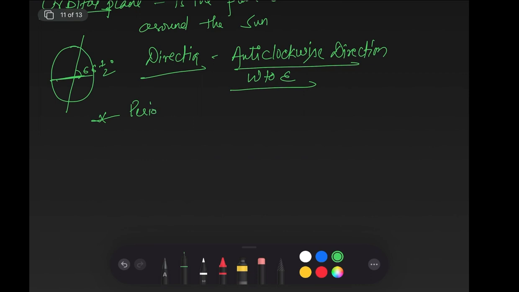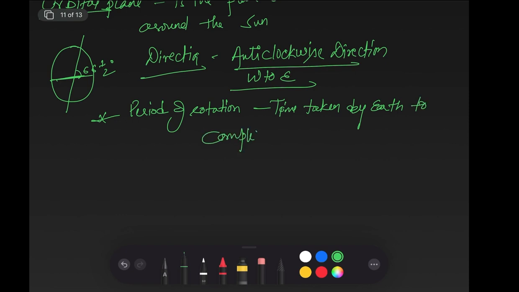Then what is period of rotation? Time taken by Earth to complete one rotation. Time taken by Earth to complete one complete revolution. That is 360 degree of revolution. When Earth rotates 360 degree.